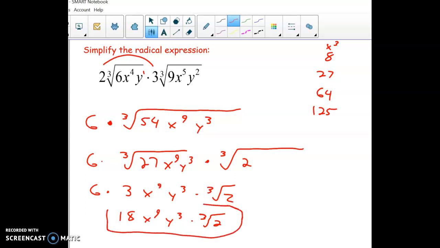Sorry about the weird third root there. My pen kind of gave up. All right, it's about as hard as it gets. Hopefully that helps.